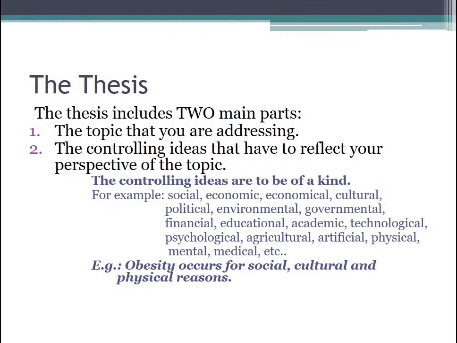As to the thesis, we can see here that the thesis includes 2 main parts: the topic that you're addressing and the controlling ideas that have to reflect your perspective of the topic. The controlling ideas are to be of a kind.